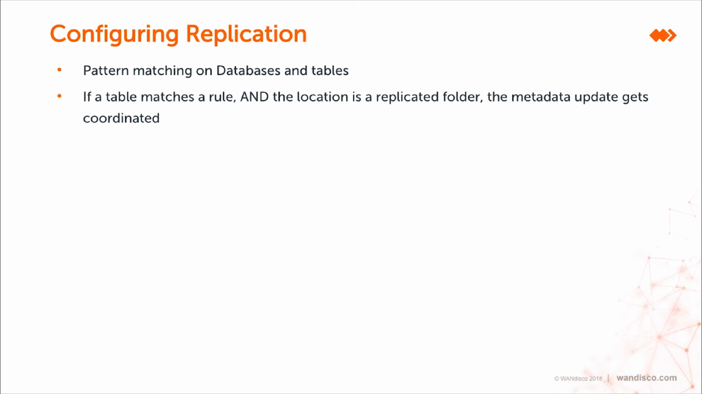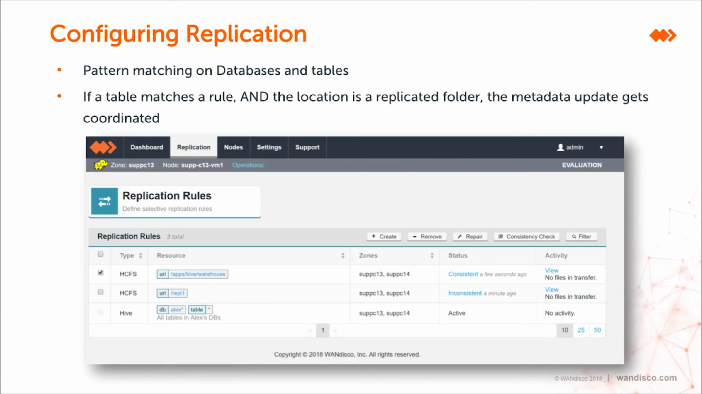Configuring replication. Pattern matching is done on the databases and tables. If a table matches a rule and the location is a replicated folder, so there are two pieces to it. There's the Hive configuration for the matching, and there's still the HDFS or HCFS compatible directory that needs to be replicated. Then the metadata update gets coordinated. Here's an example of what the screen looks like.